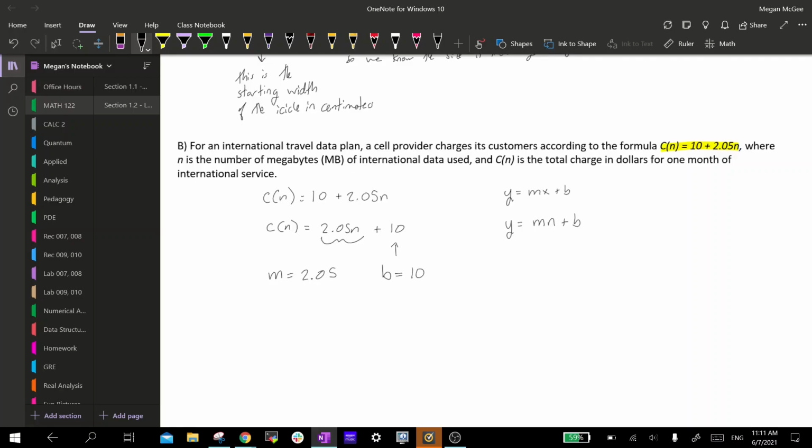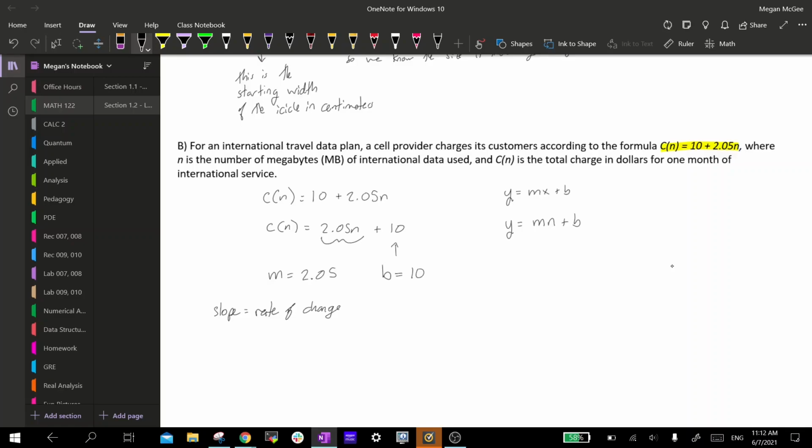Alright, so let's look at the slope again. And let's read this problem one more time. So we have a data plan for a cell phone, right? And so we have a base cost, and then we keep adding money, or adding a charge, depending on the amount of megabytes of data used. Okay, so it needs to keep adding money per megabyte. So we have this 2.05. Well, we know that our slope is the rate of change.